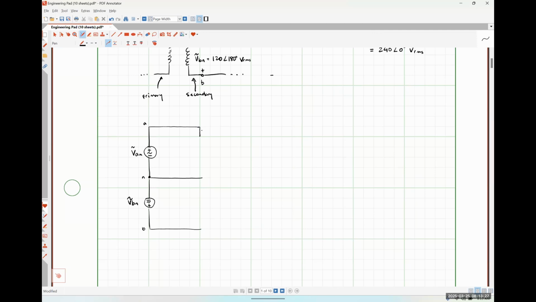And so we might have some load here on our first circuit. I'm just going to call this ZL1. Here's our second circuit, a load on our second circuit. I'm going to call that ZL2. And then we might also have a load connected to our 240 system, which I'm going to call ZL3, like so.